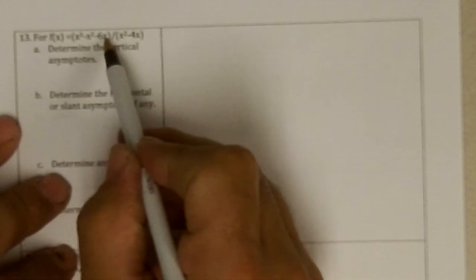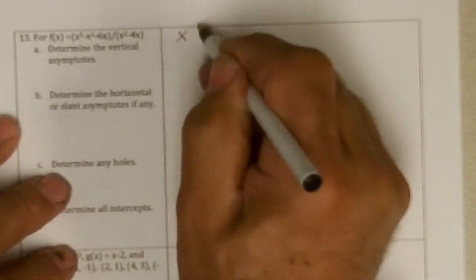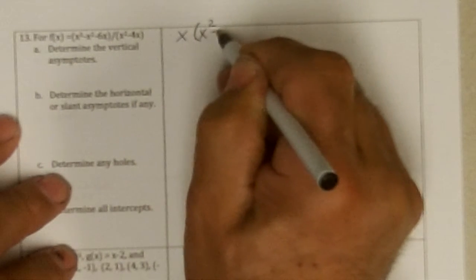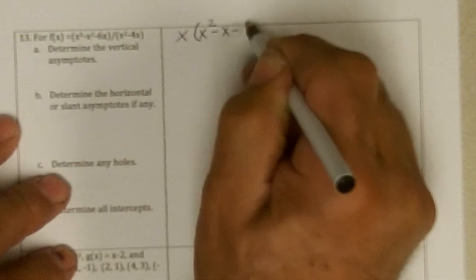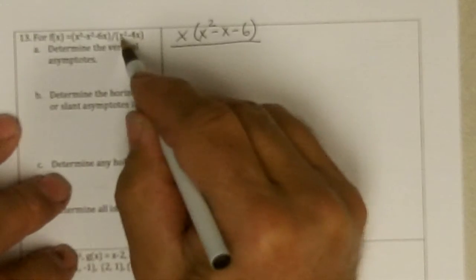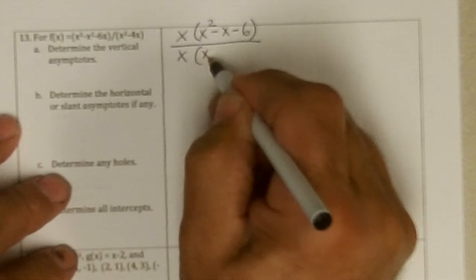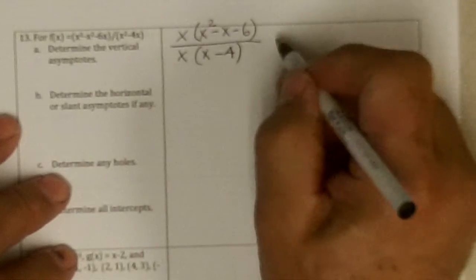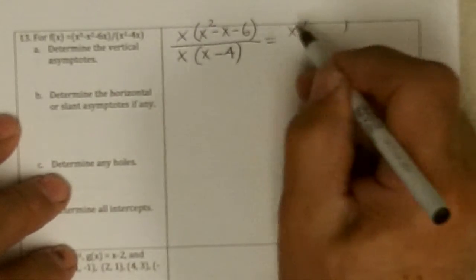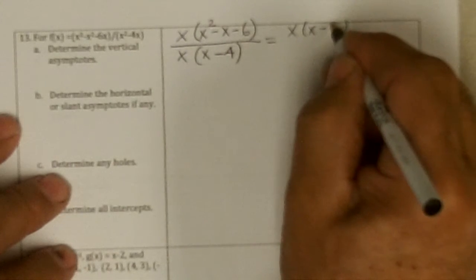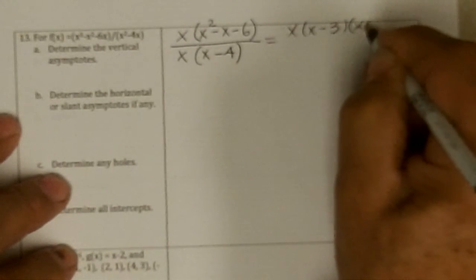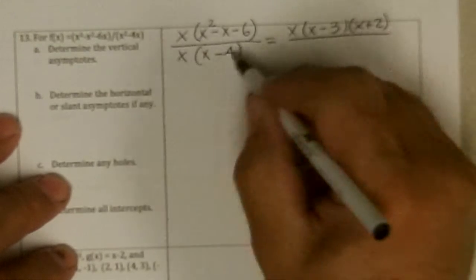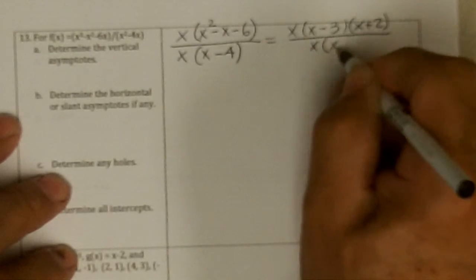Page 5. Here we have a rational function, and I think there's an x that can be taken out of the numerator, so we get x times x squared minus x minus 6. And there's an x in the denominator, so we get x times x minus 4. And this part factors to x minus 3 and x plus 2. And this is factored already.